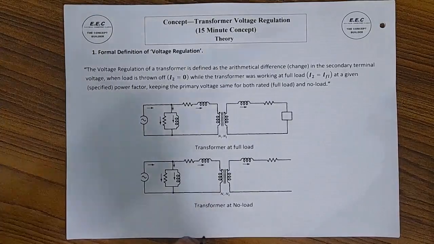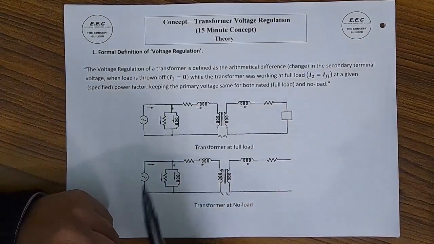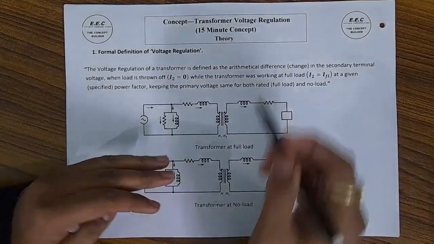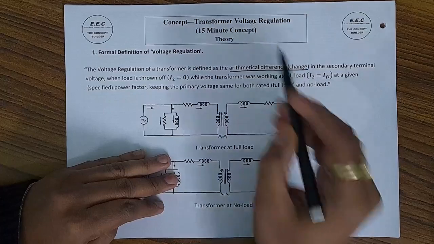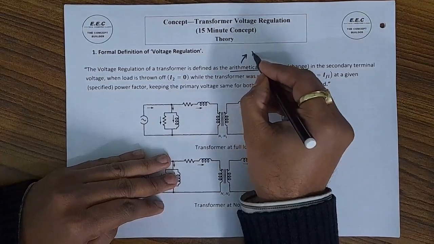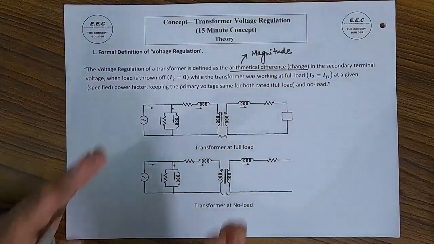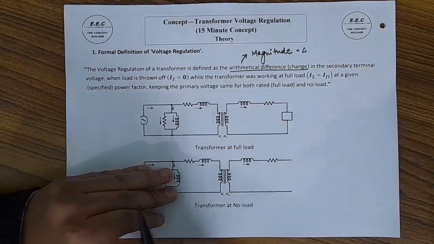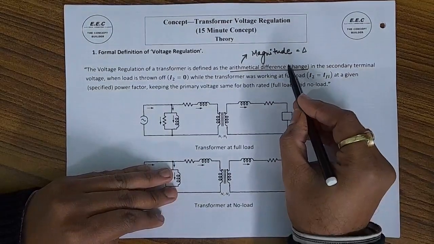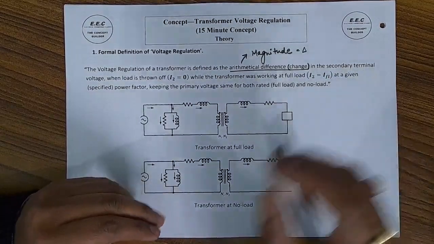First of all, let me define what is voltage regulation in a formal way. Now, voltage regulation of a transformer is defined as the arithmetical difference. First of all, you have to note that this is the arithmetical difference. The word arithmetical here means magnitude, the change in magnitude. I have written it specifically in bracket, that it is the change in the secondary terminal voltage.